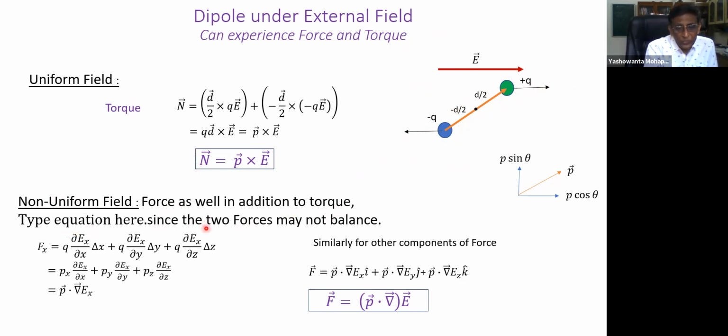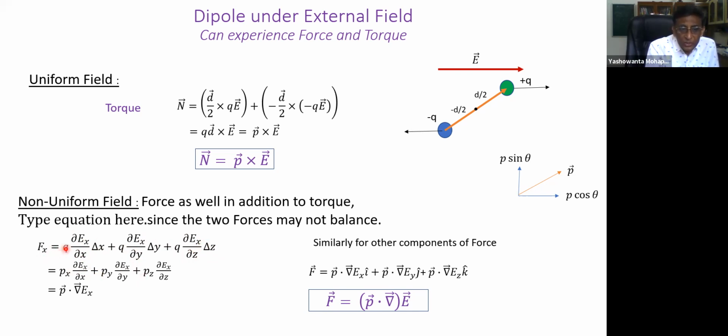So the two forces may not balance, so you calculate Fx. This is delta Ex over delta x. How much does the field change in terms of delta x? In three dimensions, Ex can change in the x direction, Ex can change in the y direction, Ex can change in the z direction. So you just take that and multiply by q.